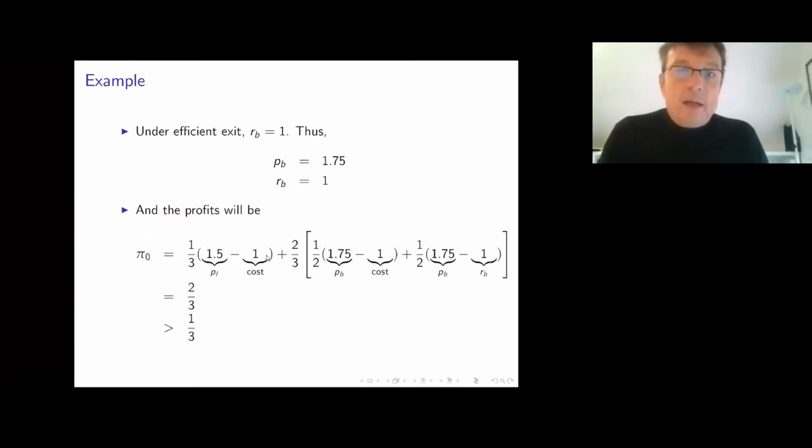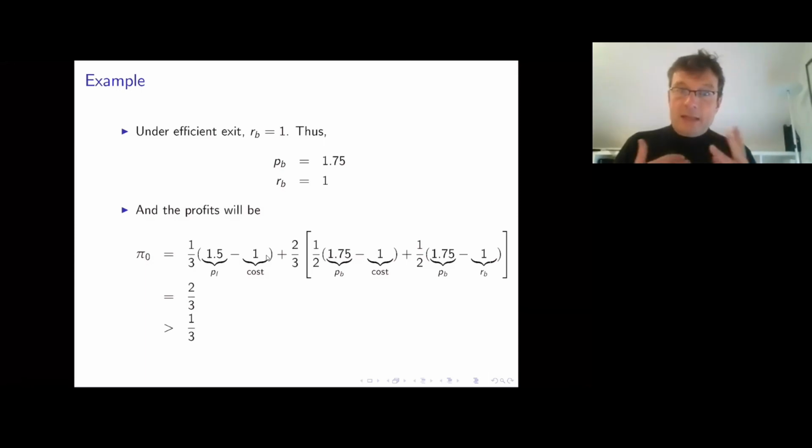And what we have done is to offer the business travelers a contingent contract that allows them to back out in case they have a low value. That option, in turn, has no value for the leisure travelers because they will never have a value smaller than 1, but it has value for the business travelers. So this option allows us to separate the business traveler and the leisure traveler, yet extract all of the surplus and get a profit of 2/3.